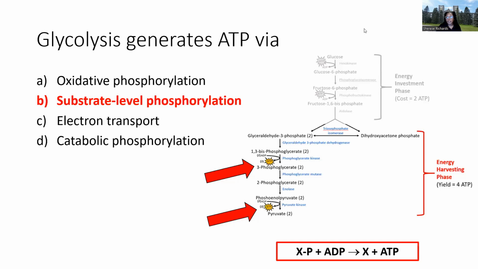Whereas glycolysis generates ATP by substrate level phosphorylation. This is what we describe as borrowing a phosphate from another molecule. So it makes a small amount of ATP and it is happening in the cytosol here, and it doesn't require oxygen. So substrate level phosphorylation happens at glycolysis, and then oxidative phosphorylation happens in the electron transport chain.